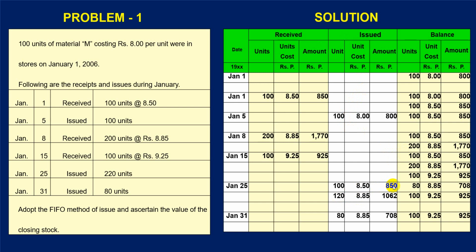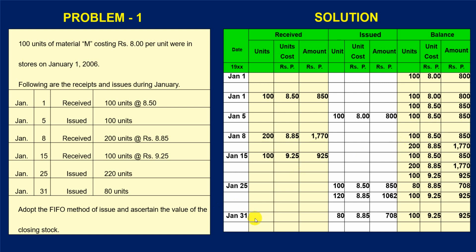In total, we have issued 220 units. From the first lot of 100 we have issued 100, and the balance of 120 units is taken from the second lot of 200. That cost is 8 rupees 85 paisa per unit, which comes to 1062. Now we have only 80 units as the balance there, and the previous balance of 100 is written here.